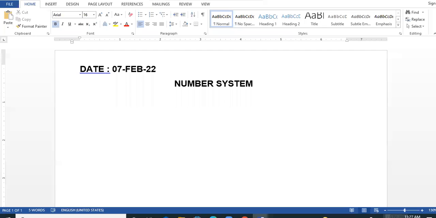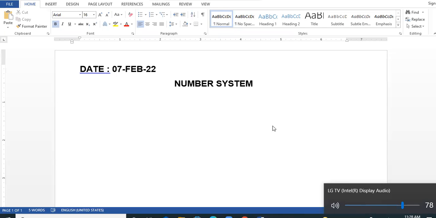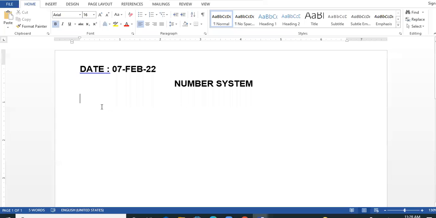So 11th class, we were discussing the number system chapter. We were revising the number system. So our next case is case number 6, decimal to hexadecimal.